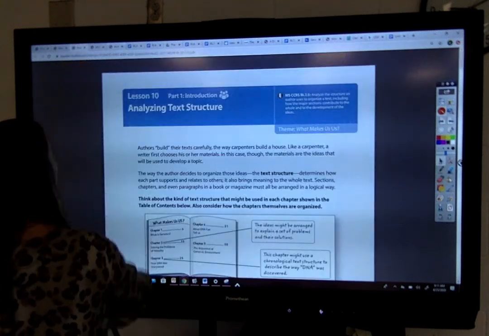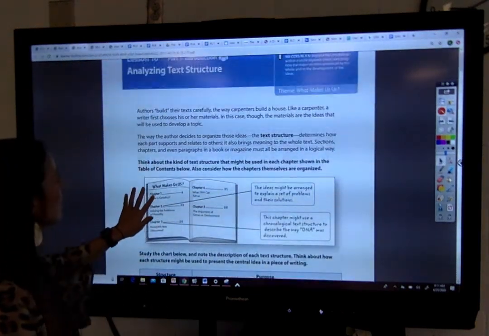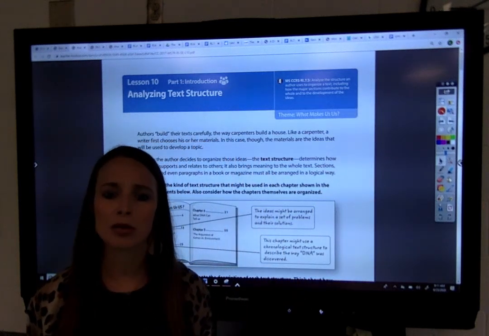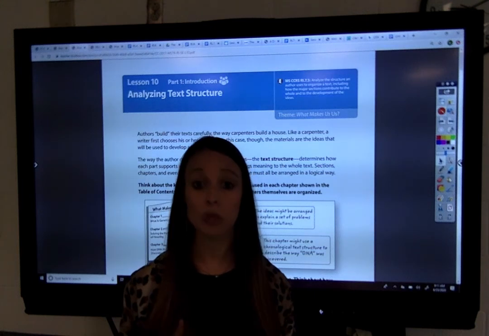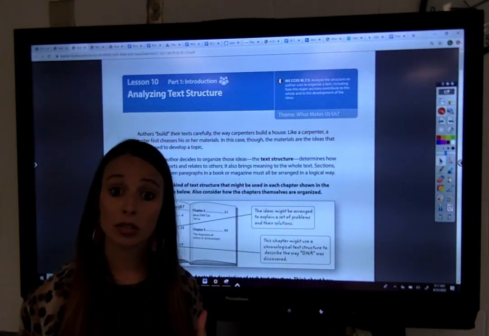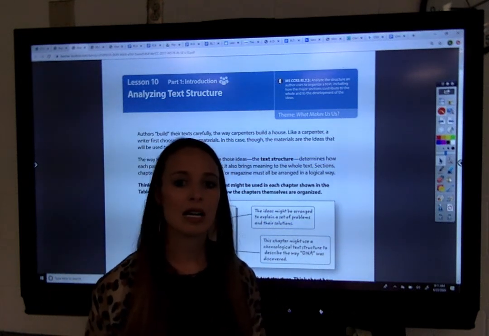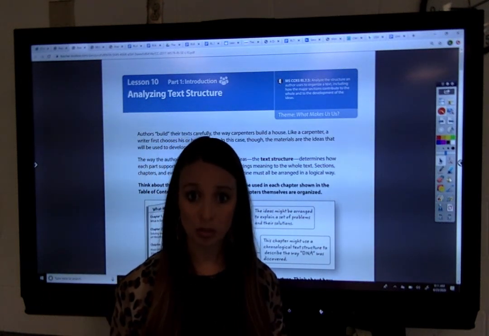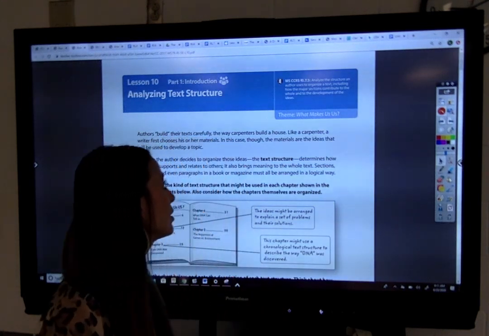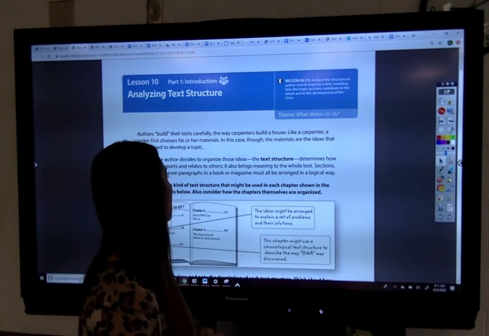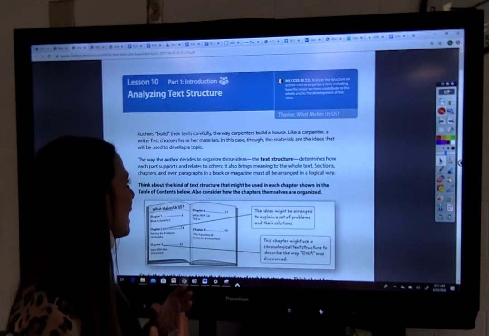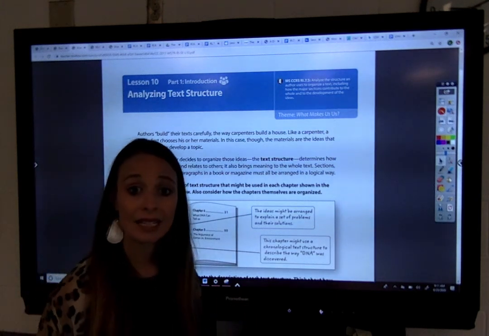Ooh, wrong one. Here we go. So when I think about text structure, I like to think about a carpenter. When a carpenter builds a house, they have to get their materials they're going to use first. Well, the same thing is with an author. When an author is writing a text or a story, they have to have the structure, the way they're going to write the story, they develop that before they actually do any of their writing. And so that's where we get text structure. And it determines how the story is written and the layout of the story. And it brings meaning to the story.